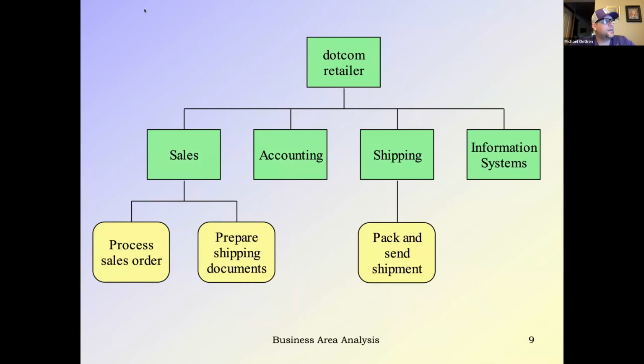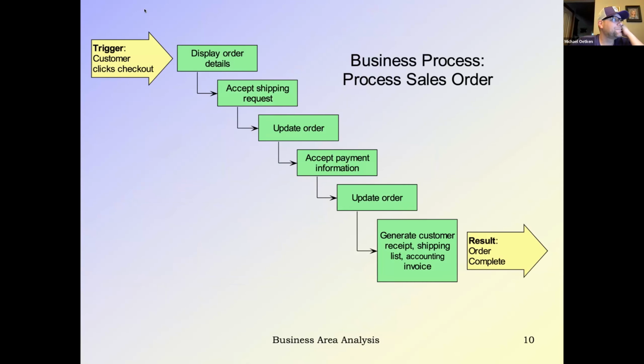Okay, we look at a .com retailer, like Amazon. There's the sales part of it, where we have to process the orders and prepare shipping documents. There's the accounting side, keeping track of everything that's been sold. There's shipping, packing and sending out the goods that people buy. And then there's the information system area, which is the people and systems that keep everything running and going.